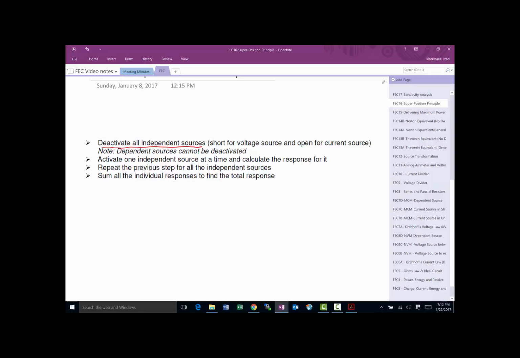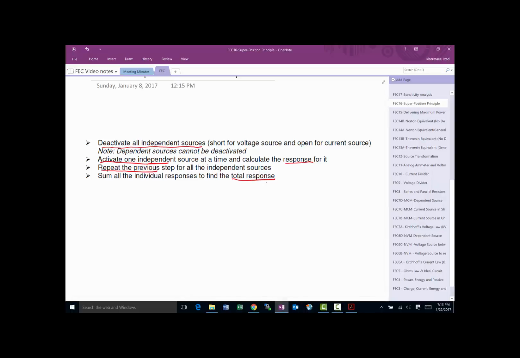As we have just one independent source activated at a time, we're going to do an analysis of the circuit and find out the value of the response, which means either a current or a voltage at some point in the circuit, based on that one independent source. Then we're going to repeat this process for all the other sources, then sum all the responses to find the total response. This is a lot of words, so let's take a look at an example.